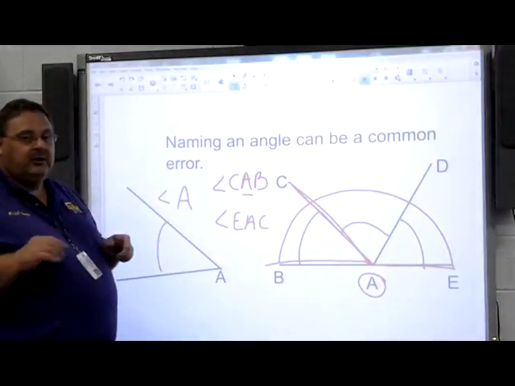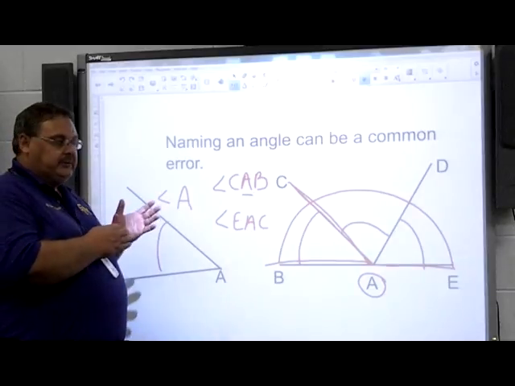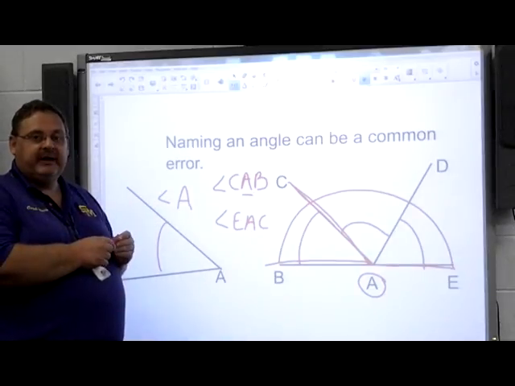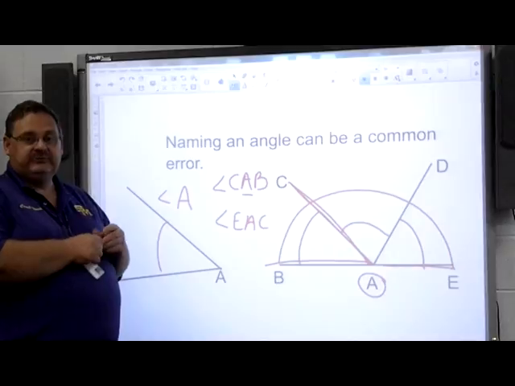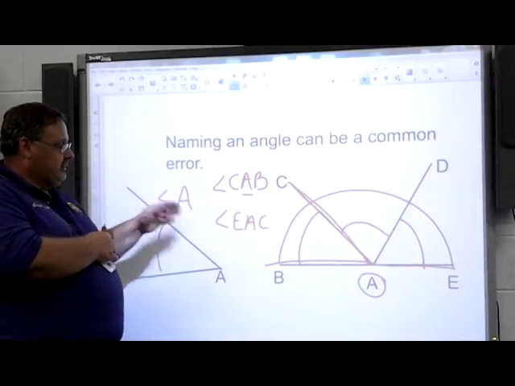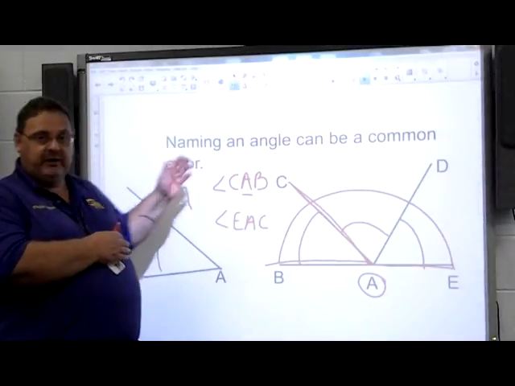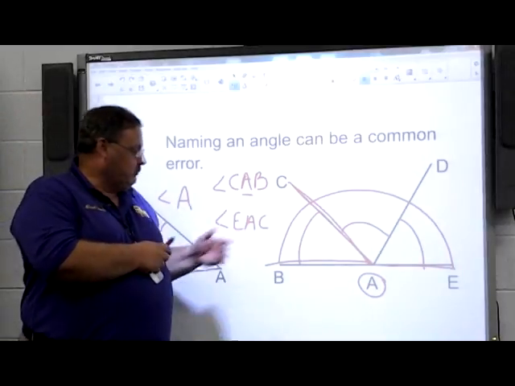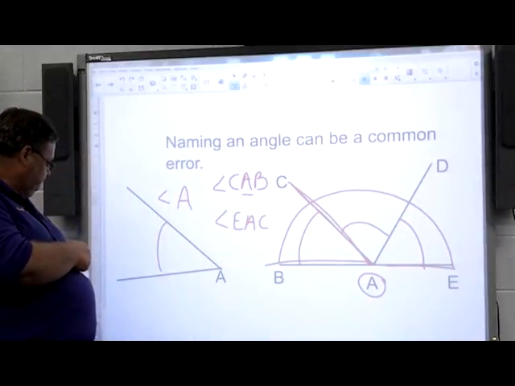A common error that a lot of students will sometimes make, and they'll kind of put that up as a sucker question on a test, is they'll be meaning something, and they'll have one of the answers as angle A, when it's really not what you meant.